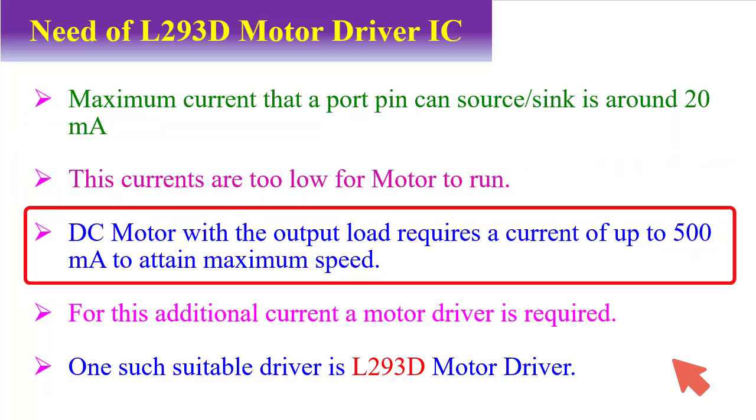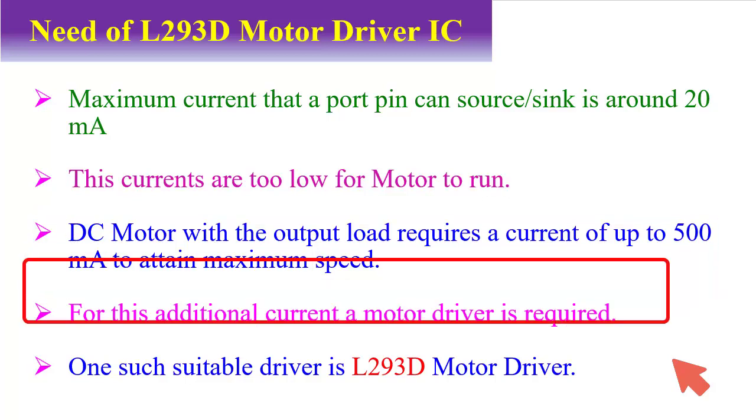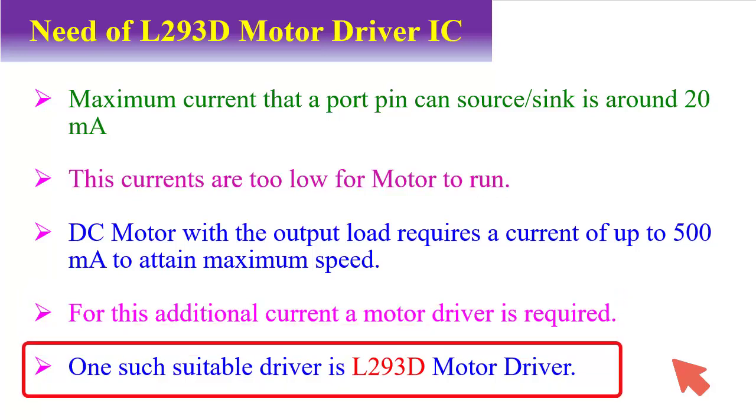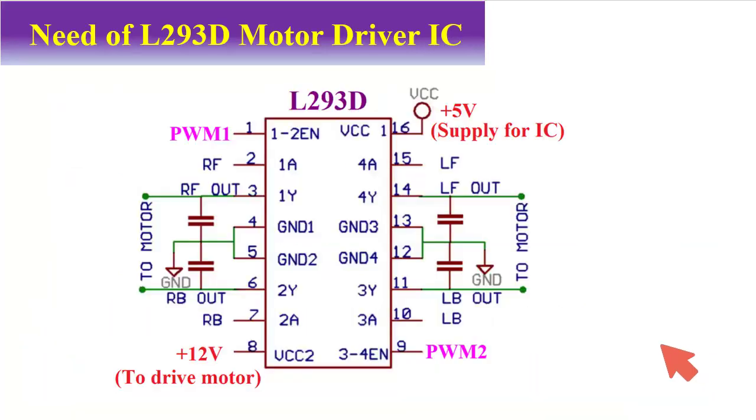A DC motor with an output load requires a current of up to 50 milliamperes to attain maximum speed. For this additional current, a motor driver is required. The suitable motor driver is the L293D, which is mostly used. This is the figure of the L293D motor driver IC.